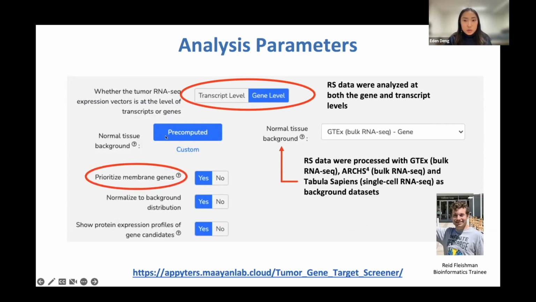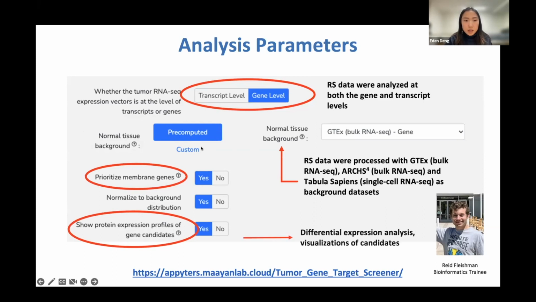We also decided to prioritize membrane proteins because of their immunotherapeutic potential. And we wanted to check that the protein expression levels of the candidates are low in normal tissues. So we selected this option to visualize protein expression with those 3 proteomic resources. And then with these parameters, the Appyter performs differential expression analysis using Limma. It returns the candidates that are highly expressed in the senescent sample, along with these requested visualizations.